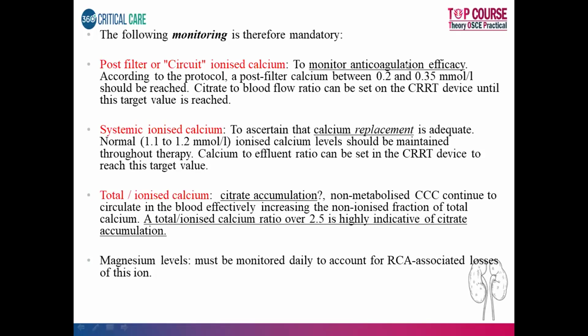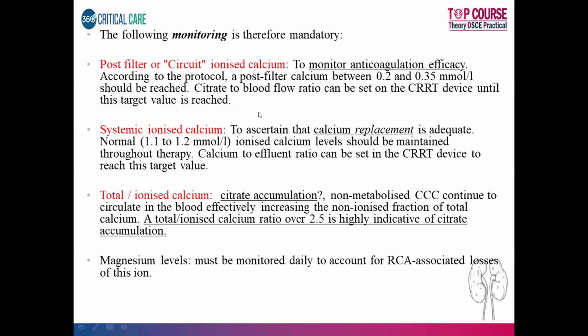So you're giving the citrate pre-filter. Immediately post filter, or you can measure the filter calcium also, the blood which is flowing into the circuit. According to the protocol, a post filter calcium between 0.2 and 0.35 millimole per liter should be achieved. If this is achieved, then you feel that the anticoagulation is efficient. The citrate to blood flow ratio can be set on the CRRT device until this target value is reached.